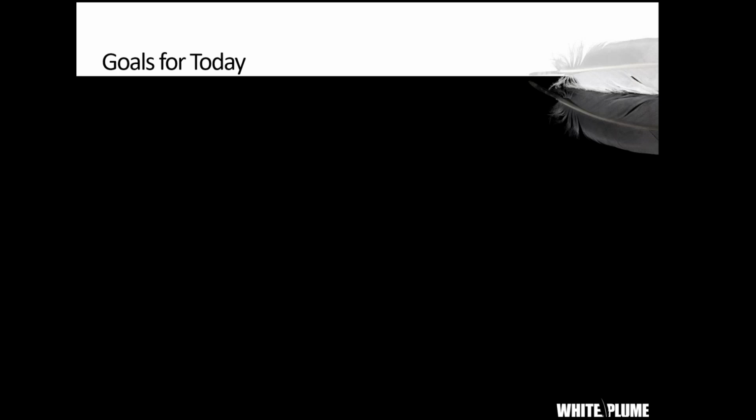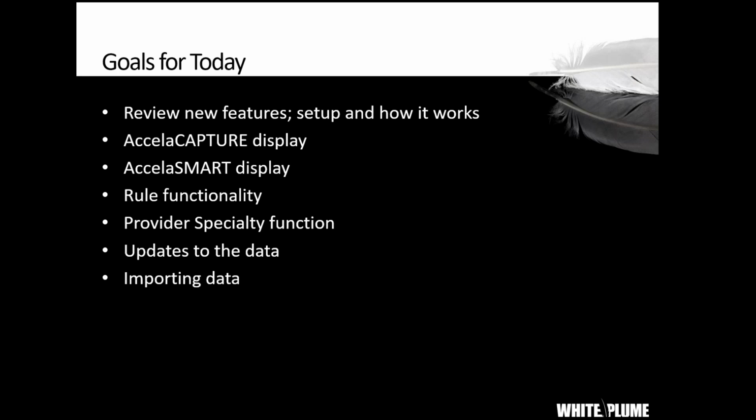Now, our goals for today will be brief. We're going to review these new features, the setup of them, and how they work. There's the Excel Capture facet, what can be displayed there. There's the Excel Smart piece and what shows up there. The fact that rules can be built using these attributes. You may already be using provider specialty, or you may want to consider adding that attribute to your provider setup. We'll talk about that. How does the data get updated into your system? And if you need to import any data, how do we get it there?